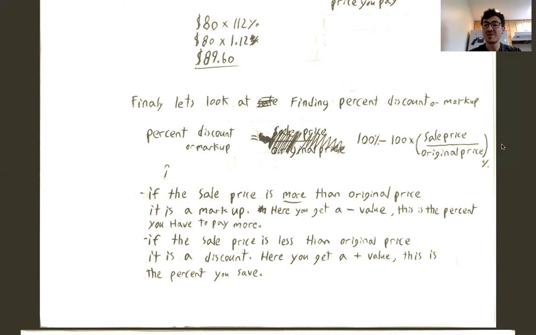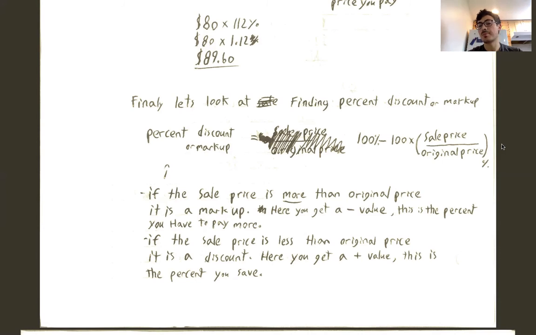So if the sale price is going to be more than the original price, like what we saw in the last example where we had to pay taxes, it was $89 or $89.60, and the original price was just $80. Our sale price is going to be higher than the original price, so this is going to be a markup, and we're going to get a negative value for a percent markup. We get negative 12%. And what that negative means is that you have to pay more.